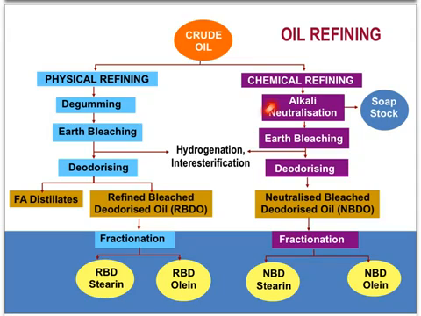In chemical refining, we use a caustic solution. So the free fatty acid in the crude oil will be neutralized by the alkali neutralization process, and we get a byproduct called soap stock, and this will be separated out from the oil by centrifugation. Then we can also add the earth bleaching. This is a bleaching step to remove the pigment or the color of the oil. Then the deodorization process to remove the free fatty acid, and the product of this alkali neutralization is called neutralized bleached deodorized oil, or NBDO.